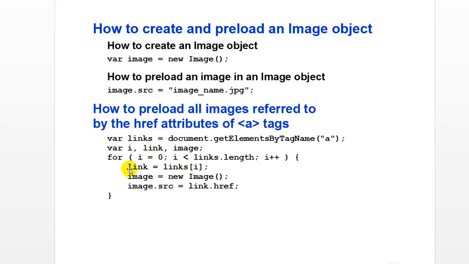So you say link equals links[i], image equals new Image. That creates a blank image. And then this does the preloading. You just use the object image.src equals link.href.